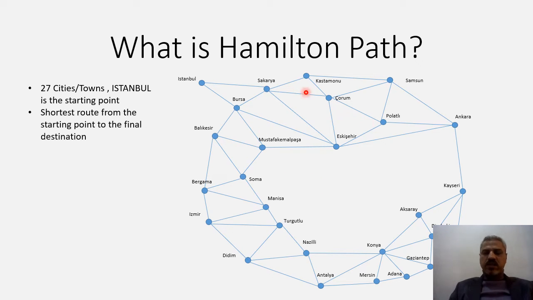Here is a graph that contains all the cities. We have 27 cities or towns. Istanbul is the starting point. We have to find the shortest route from the starting point to the final destination. We only know the starting point is Istanbul, as I indicated here. There are too many destinations. We can go to the next.